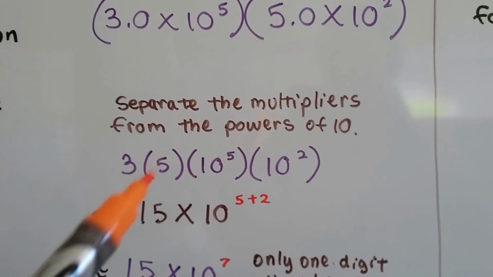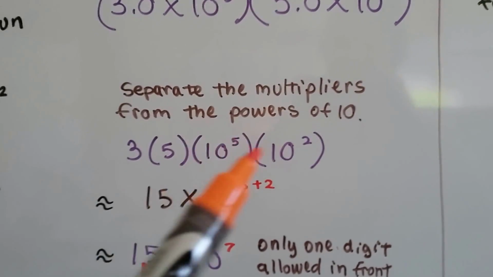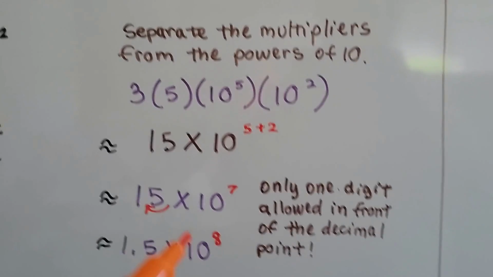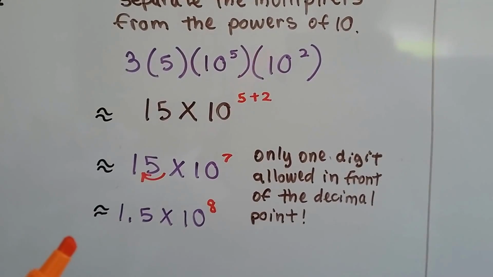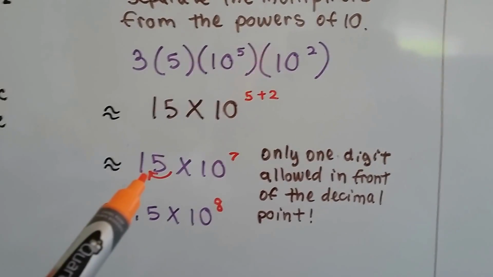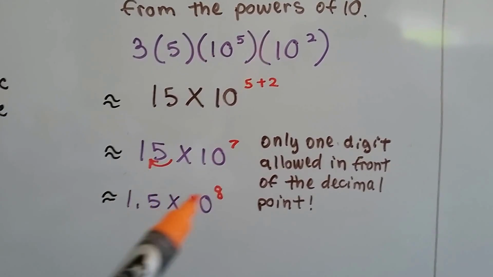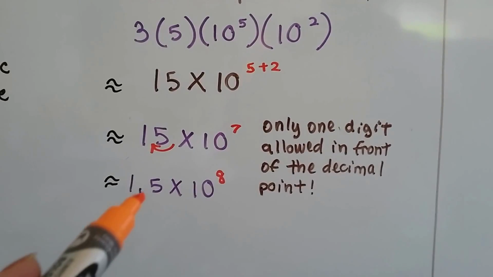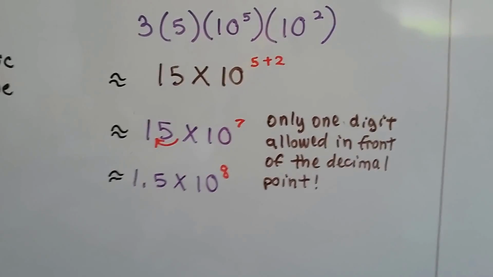And we know 3 times 5 is 15, and because of the multiplication property of exponents, we can add these exponents because the bases are the same. So we get 5 plus 2. So we know that's 10 to the 7th power. But our problem is only 1 digit's allowed in front of the decimal point, not 2 like a 15. So we need to put the decimal point in between the 1 and the 5. And because we're making the 15 smaller, we need our power of 10 to be greater in order to make it equal. So we move the decimal point here, and now it's 10 to the 8th power instead of 7th. See?